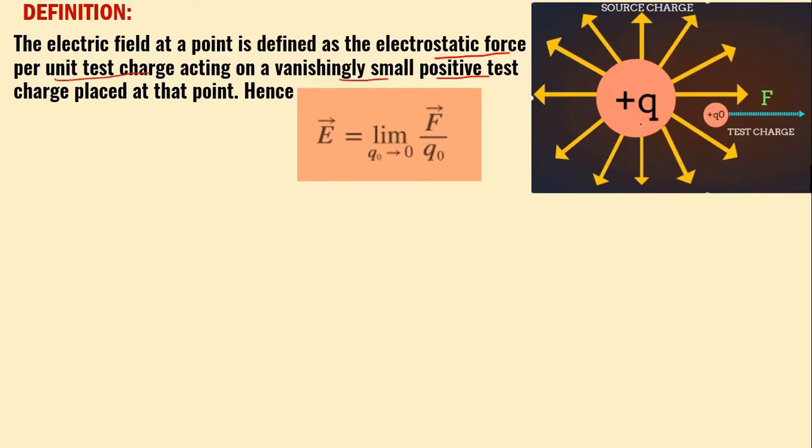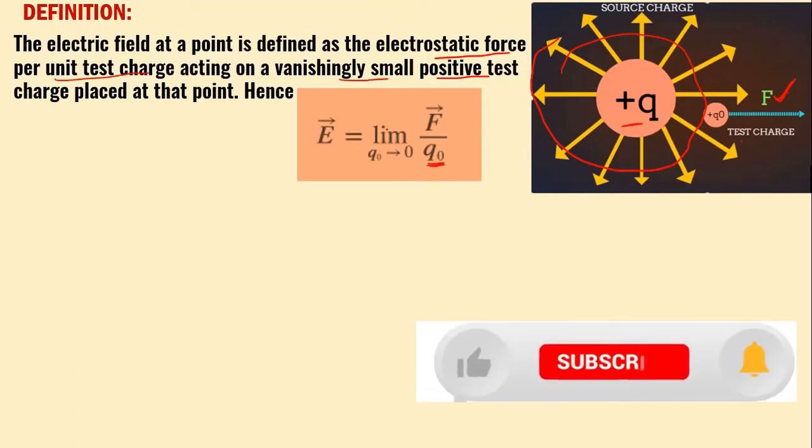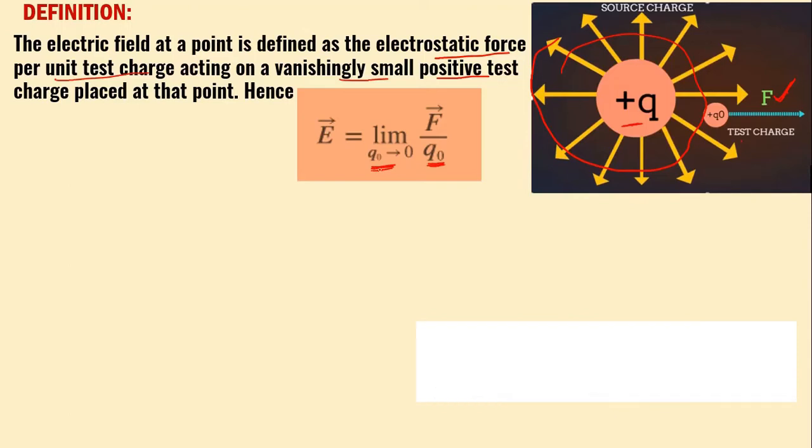As I have shown you, if we have a source charge +Q placed in space, the region around it gets modified by the presence of the electric field. Now, if a test charge is placed near the source charge, it will experience a force. Mind it, the test charge has to be vanishingly small. Why is it so? We can represent it as a limiting case of Q naught tending to 0. This is a very important part in defining the electric field.